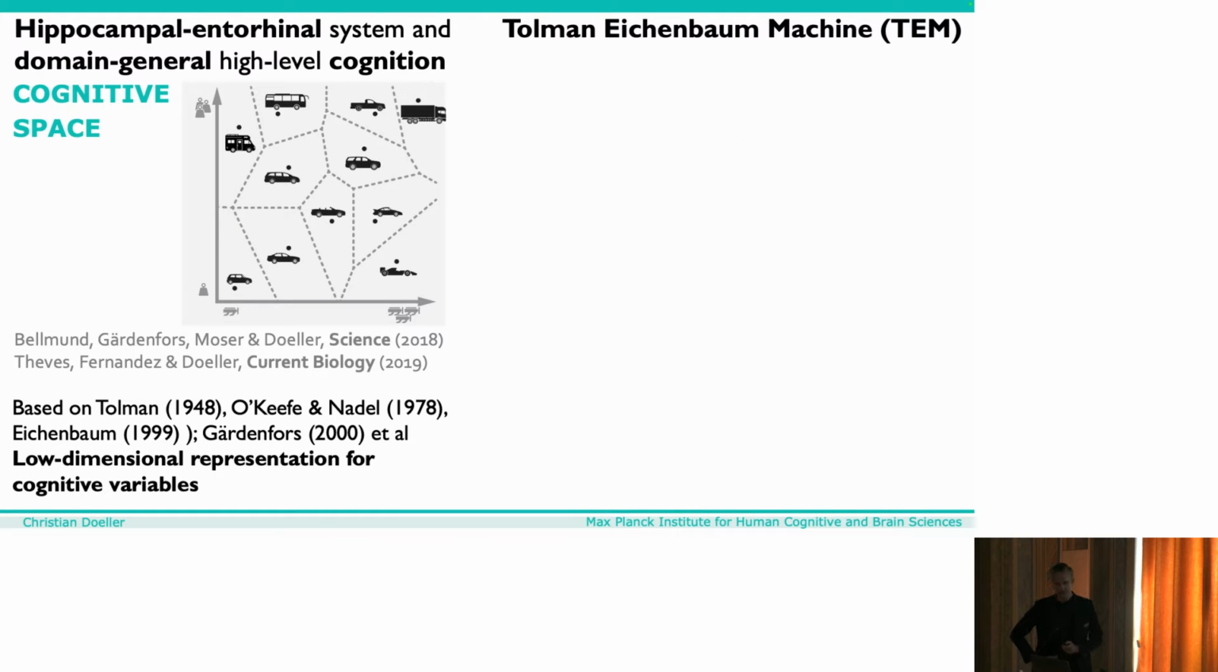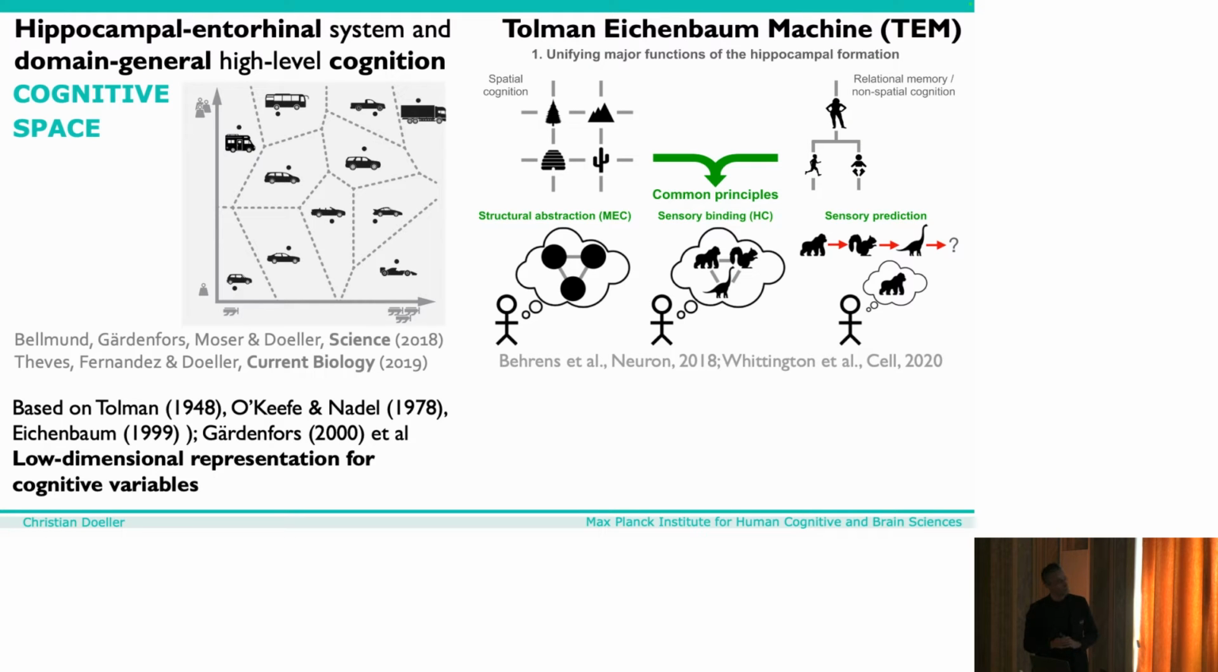So let's maybe briefly summarize the Tolman-Eichenbaum machine from Tim Behrens' lab, I think, because it nicely summarizes the computational principles in the hippocampal entorhinal system. They try to integrate these different ideas within a computational model, unifying these hippocampal roles for spatial and non-spatial inferential processing, if you like. And the model suggests that the hippocampal entorhinal representations enable generalization by their factorized representation of the structure of the experience. And the structural representation comes from the grid cells.